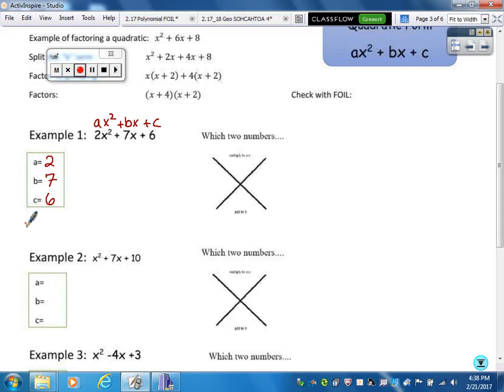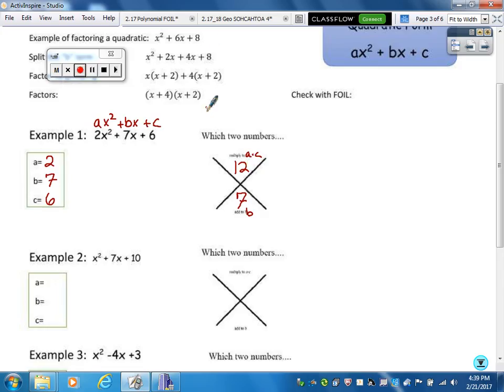So we've got this nice little note right here, and I don't know if you can read it. It might be a little too blurry for you. It says which two numbers multiply to a times c, but add to b. That's how you break it up. So the first thing we have to do is take the first and the last, multiply them together. 2 times 6 is 12. And then we've got that b, 7. And we've got to figure out which two numbers multiply to the 12, yet still add to 7. That's the key to making this wonderful pattern up here happen.